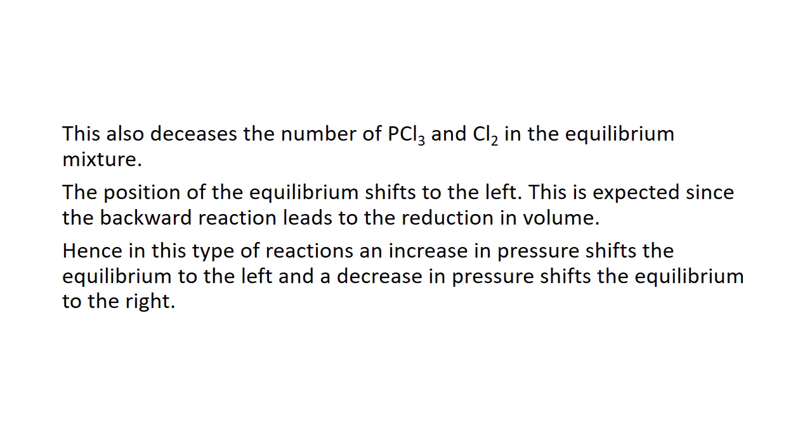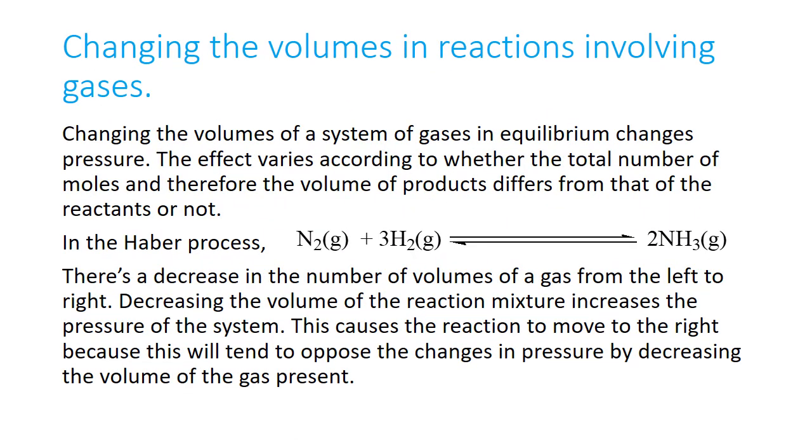Therefore, in order to keep Kp constant, phosphorus trichloride and chlorine will decrease and the concentration of phosphorus pentachloride will increase. That means the equilibrium will shift to the left, therefore the backward reaction. Hence an increase in pressure shifts the equilibrium to the left, and a decrease in pressure shifts the equilibrium to the right.